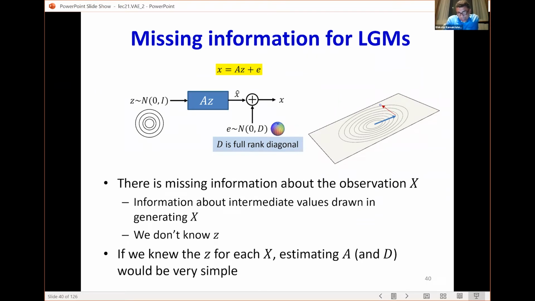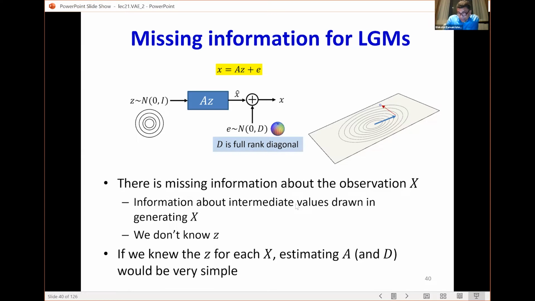So what is the problem over here? If I gave you the subspace and if I gave you the point, then in PCA, you knew the exact coordinates on the subspace because you had to drop a perpendicular on the plane, and there was only one way of doing it. But in this case, because the noise can be anything, even if I know this point, and if I know the subspace, I don't know exactly where on the subspace the data point came from. So the information about the intermediate values in generating X, the coordinates in the subspace, are not known.